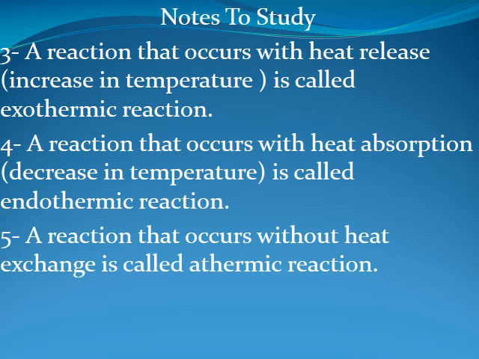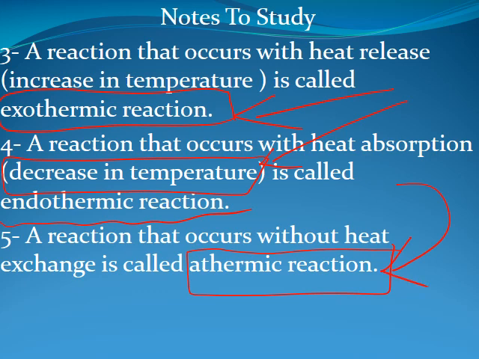A reaction that occurs with heat release, an increase in temperature, is called an exothermic reaction, while a reaction that occurs with heat absorption, meaning a decrease in temperature, is called an endothermic reaction. A reaction that occurs without heat exchange is called an athermic reaction. So we have three: exo, increase in temperature, heat release; endo, heat absorption and decrease in temperature; and a reaction without heat exchange is called athermic.